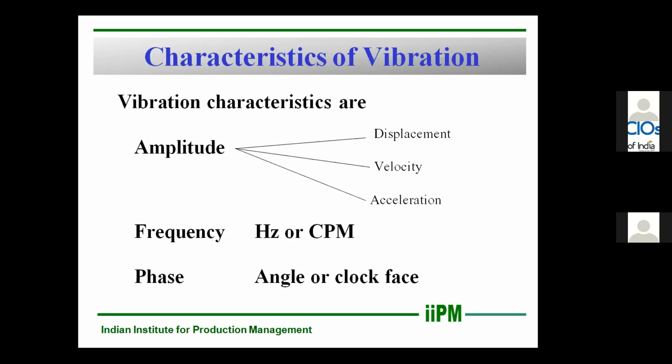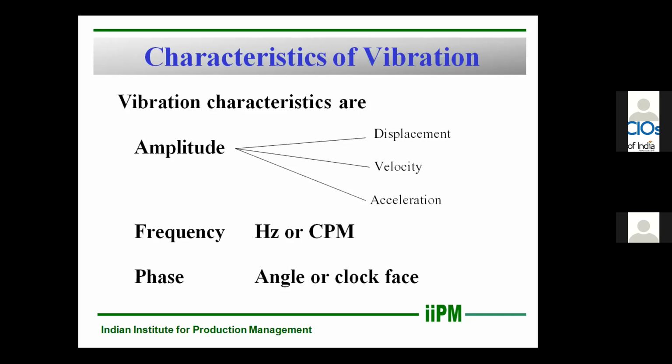I have shown here a spring mass system. How far up and down the spring is moved is called displacement. Then how fast the mass moves as it goes up and down is called velocity. Velocity is nothing but the rate of change of displacement. And how much it is accelerating is known as acceleration.